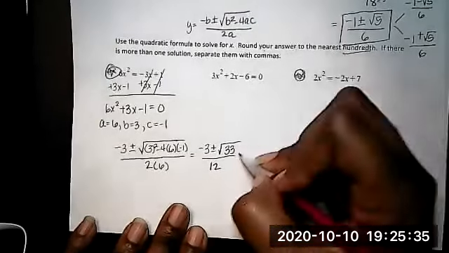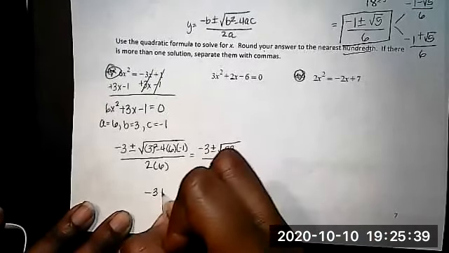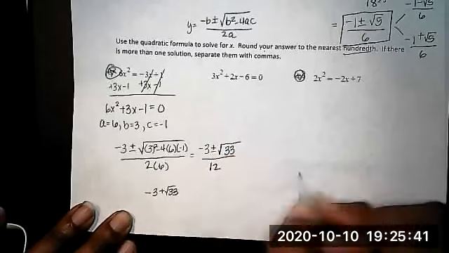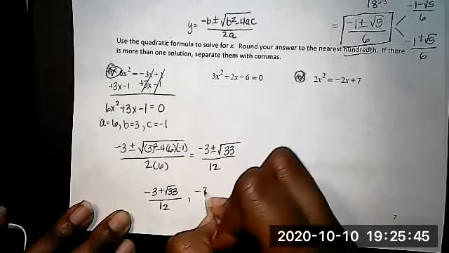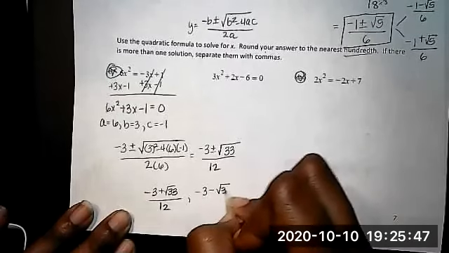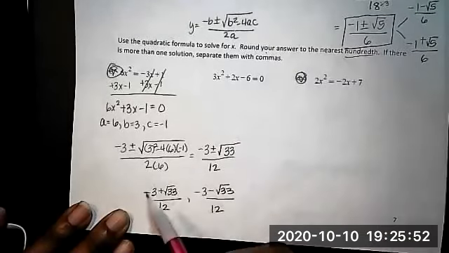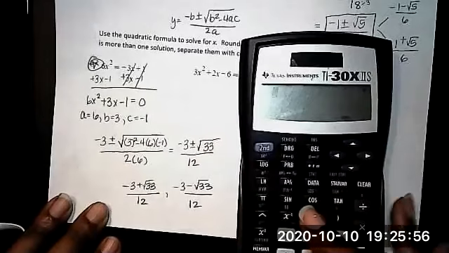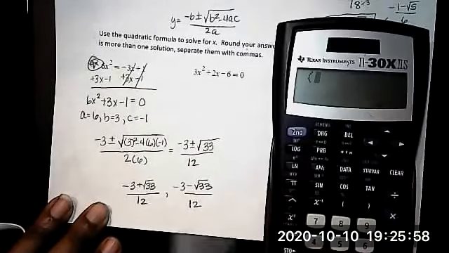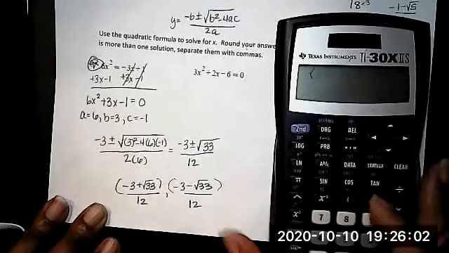But I can split them up here. This is where you split them up. -3 plus the square root of 33 over 12, and then -3 minus the square root of 33 over 12. And they said the answers to the nearest hundredth, you do have to put this in your calculator. So in your calculator, the top needs to be in parentheses. Okay, this has to be in parentheses, and then that has to be in parentheses.